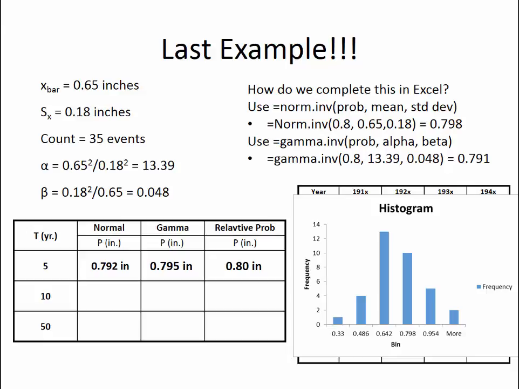Okay, so we'll see you in class, and in the next lecture chunk, we'll start getting more away from the statistics and more into the hydrological side of things.